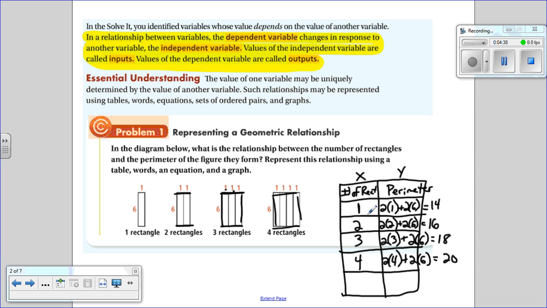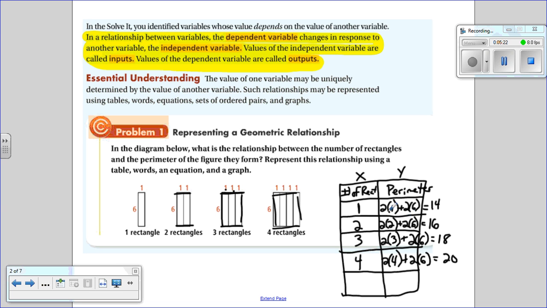So you see what's going on here: every time we add a rectangle, we're going up by 2. So our next step is, how could you represent this relationship using words? What you want to do is multiply the number of rectangles in each figure by 2 to get the total length of the top and the bottom sides of the combined figure. Then you add 2 times 6, and that's the total length of the left and the right sides of the combined figure, to get the entire perimeter.